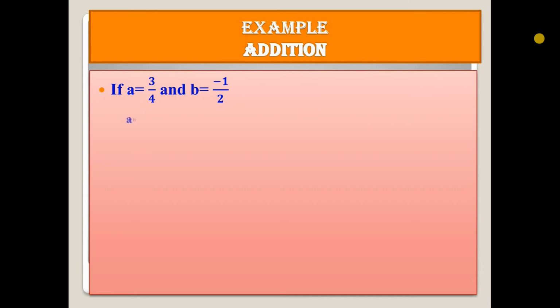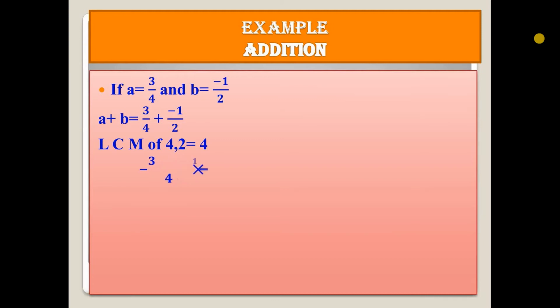So we are going to see a plus b. So how will you add this a plus b? A plus b equal to 3/4 plus -1/2. Here the denominators are not equal, so we have to change them to the same denominator. So we have to take the LCM of 4 and 2. So what is the LCM of 4 and 2? 4. You can find out the LCM of 4 and 2 is 4.